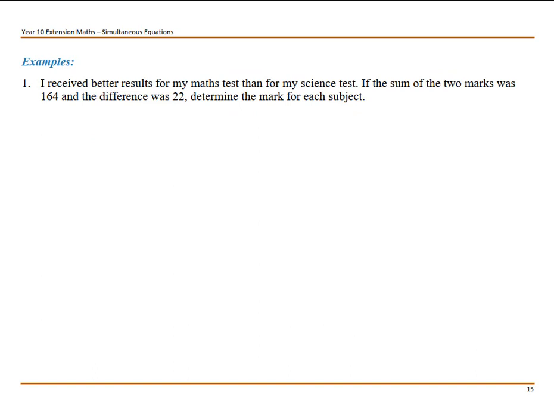So this first one, I received better results for my maths test than my science test. So that means that the maths mark has to be greater than the science mark. If the sum of the two marks was 164 and the difference was 22, determine the mark for each subject.